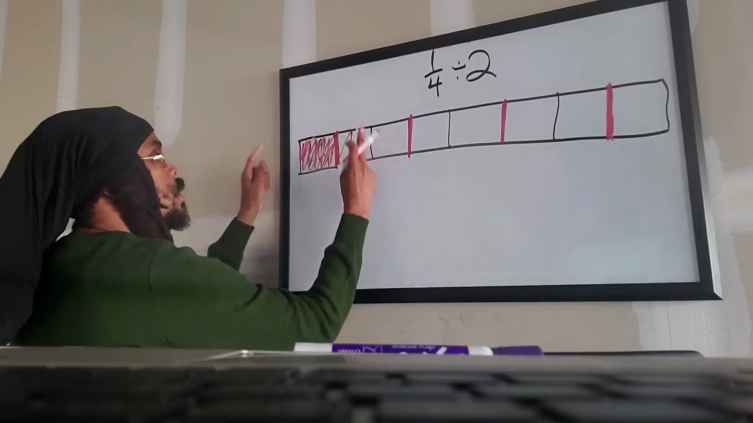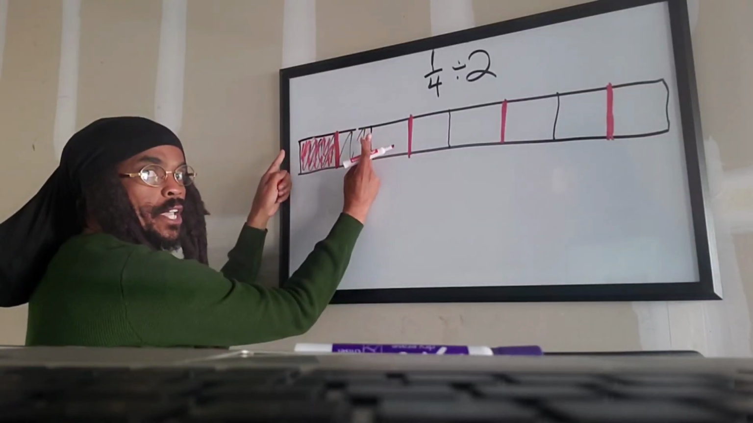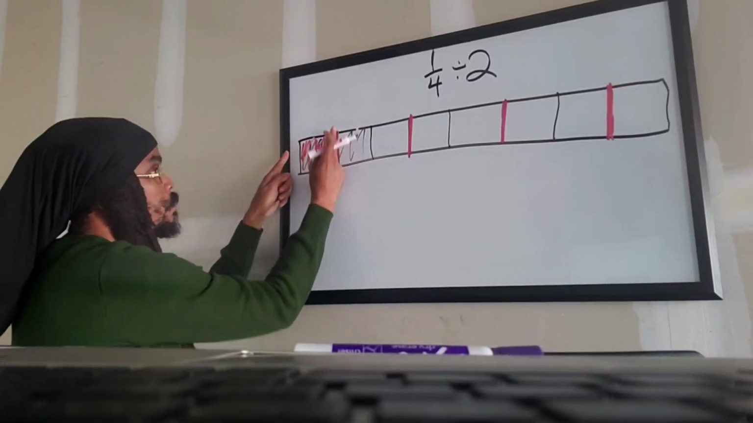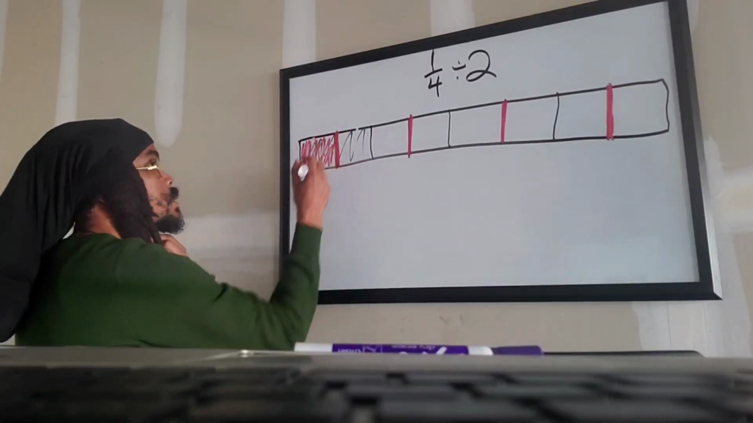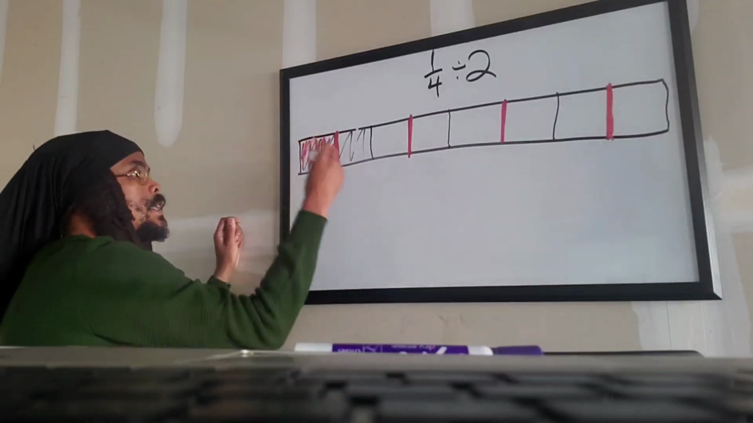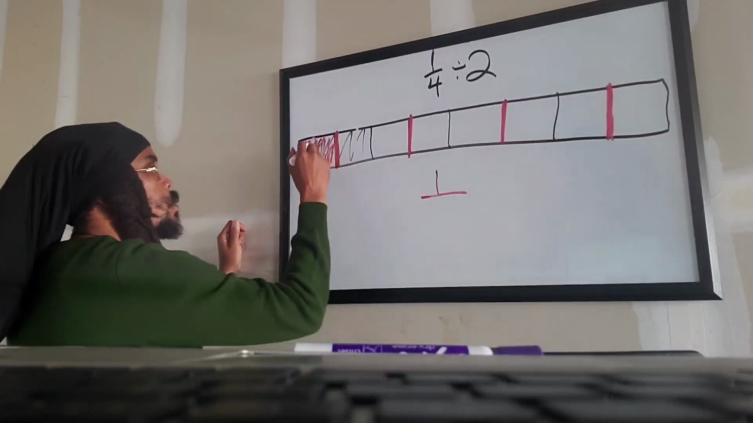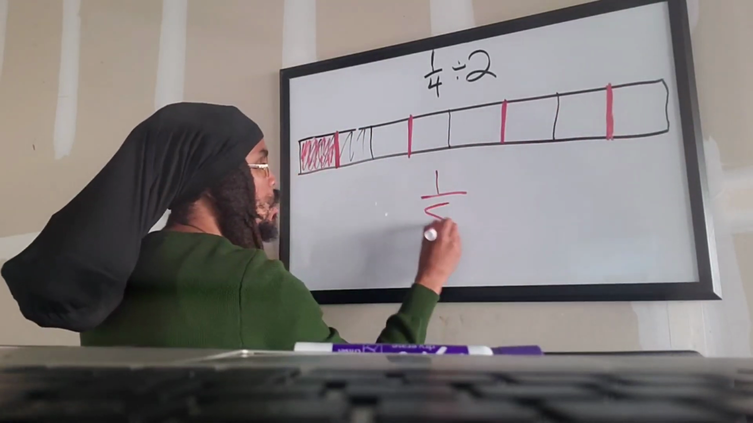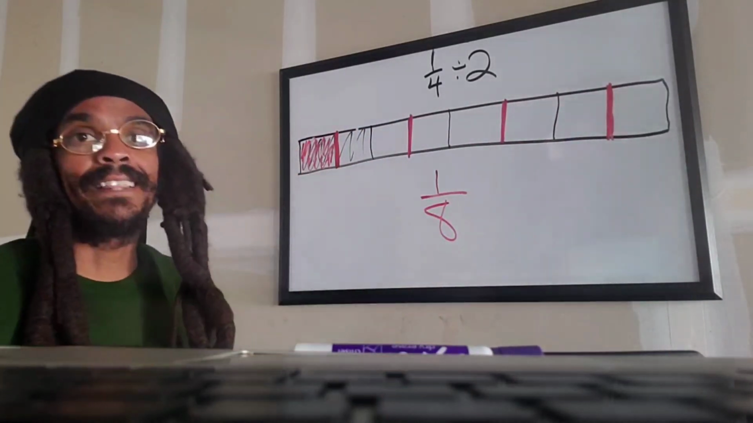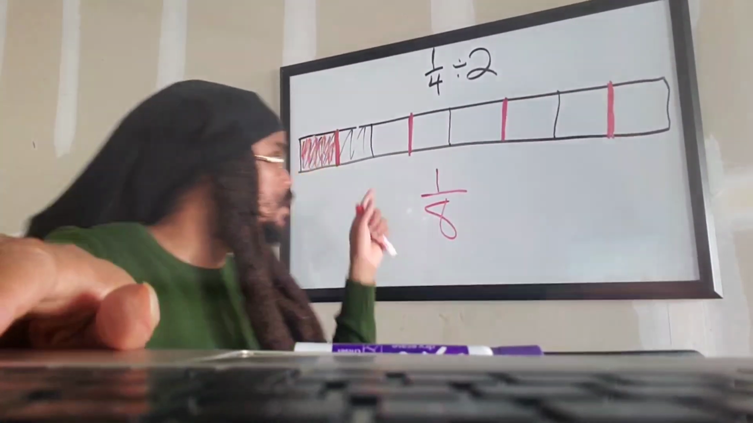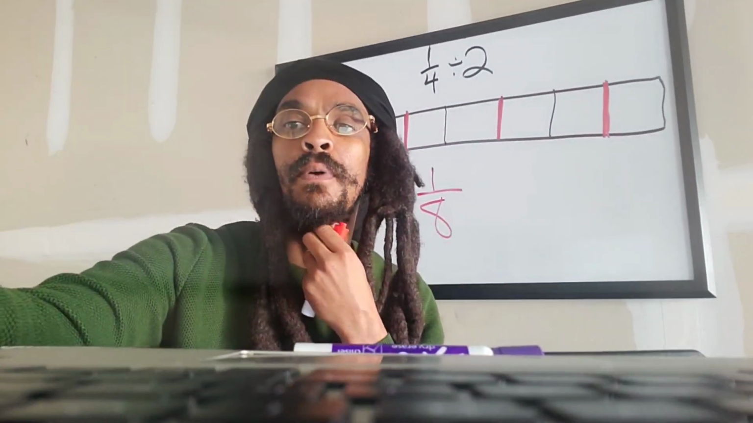Because initially our 1/4 was represented with the light shade right here, and now we chopped it in half, and our 4th now has turned into what? It's not a 4th anymore. It's a what? It's 1 out of, let's count them up. 1, 2, 3, 4, 5, 6, 7, 8. 1 out of 8. 1/8. Okay, so now we did our diagram, and here's our answer. Let's go to our next problem.